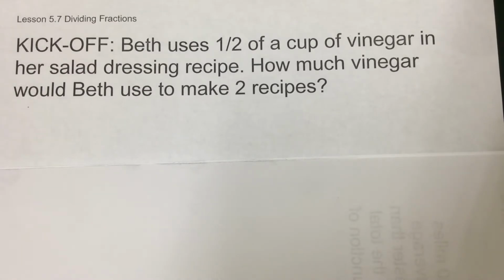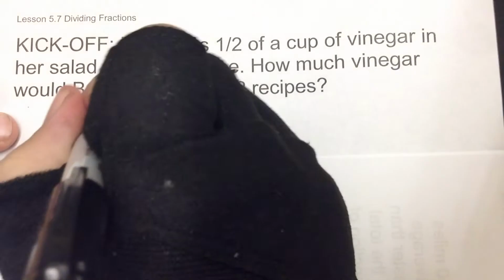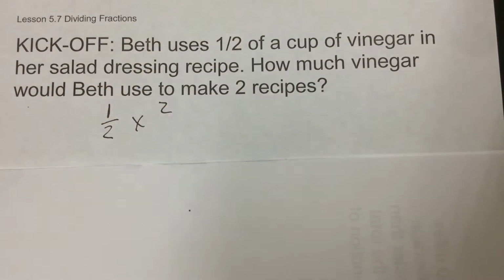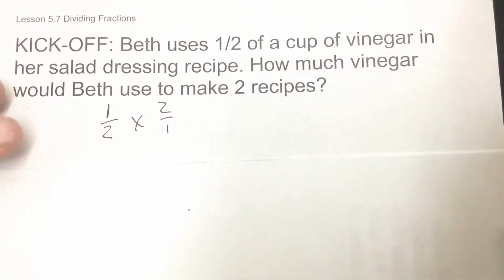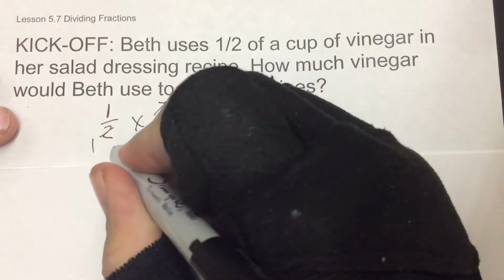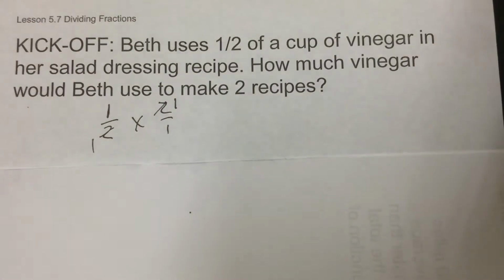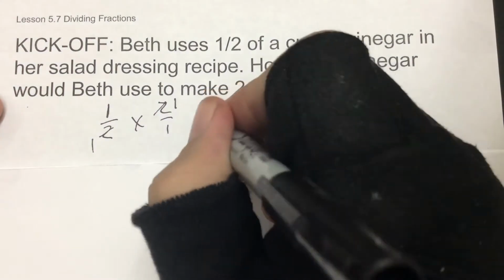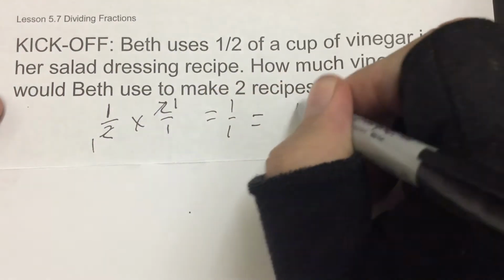So we have Beth is going to use a half a cup of vinegar in her salad dressing recipe. How much vinegar would Beth use to make 2 recipes? So we have 1/2 times our 2. Now, if we have a whole number, we're just going to put it over 1. Now, we could reduce this to a 1, this to a 1, because one's on top, one's on the bottom. When we're offset like that, we can reduce that. So we end up with 1 over 1. So in other words, 1 cup.